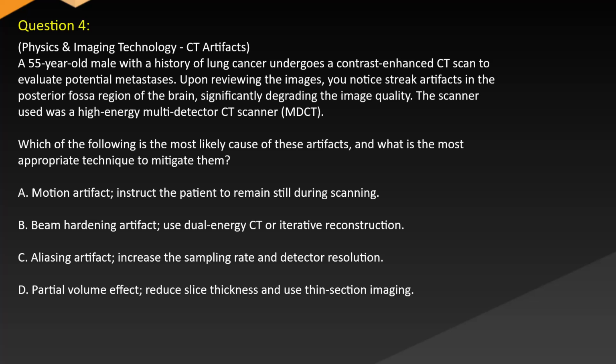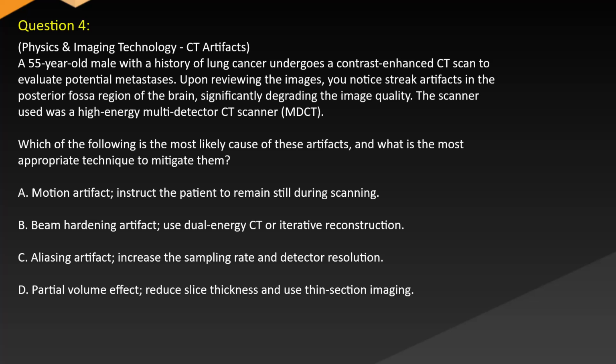Question 4. Physics and imaging technology. CT artifacts. A 55-year-old male with a history of lung cancer undergoes a contrast-enhanced CT scan to evaluate potential metastases. Upon reviewing the images, you notice streak artifacts in the posterior fossa region of the brain, significantly degrading the image quality. The scanner used was a high-energy multi-detector CT scanner, a DECT.